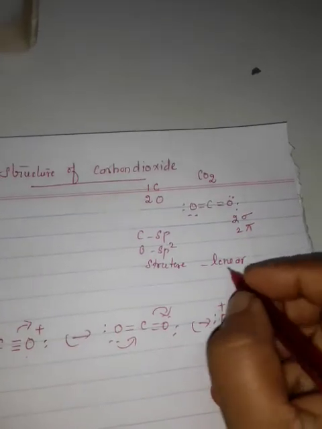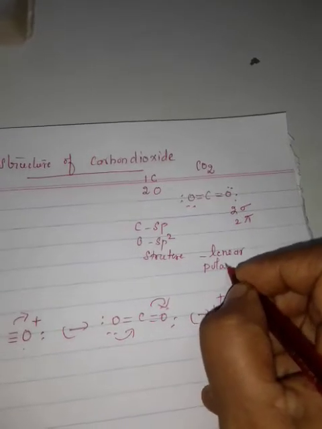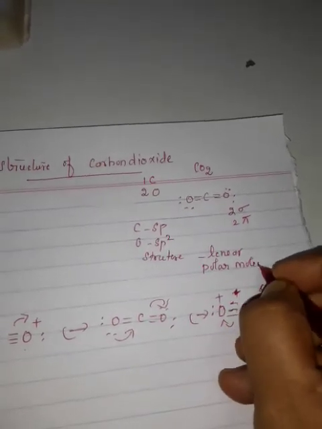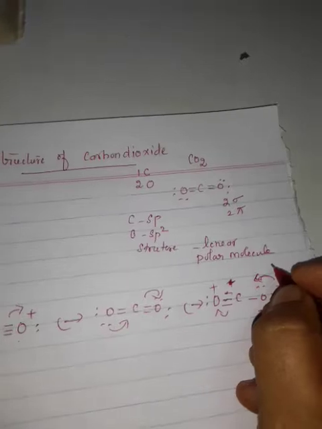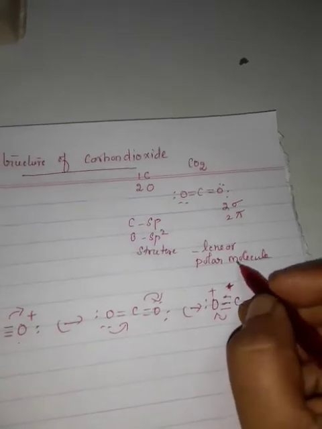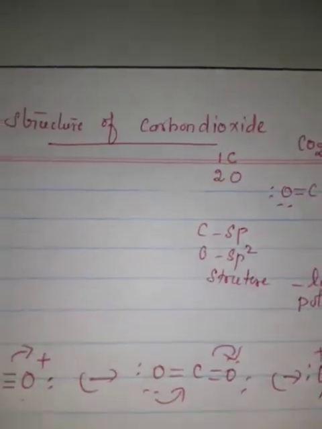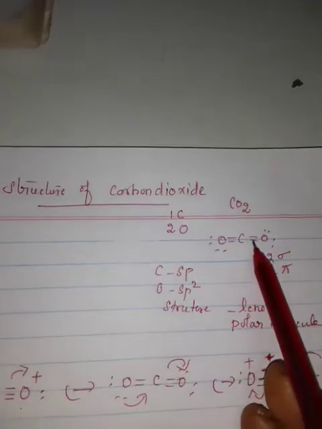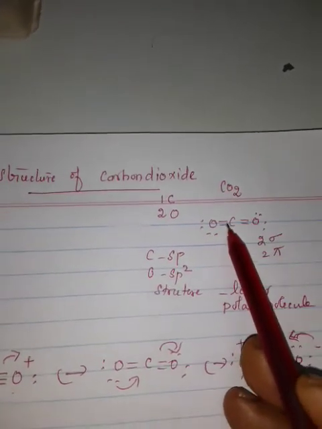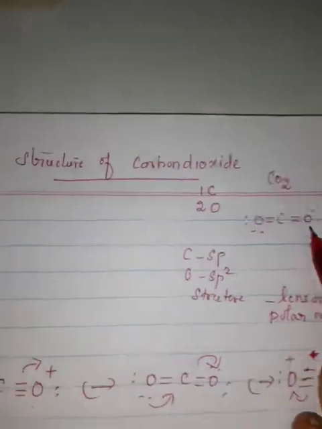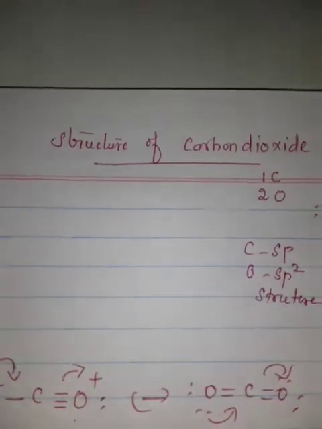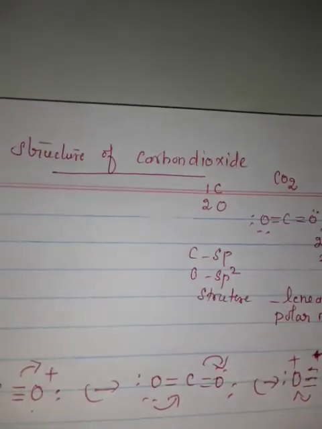So it is a polar molecule. Carbon dioxide is a polar molecule, so it should have a dipole moment. But here the dipole moment is considered as 0. Why? Because both the sides are equal. Carbon double bond O, carbon double bond O, both the sides are equal. So the net dipole moment gets cancelled, so we get 0.